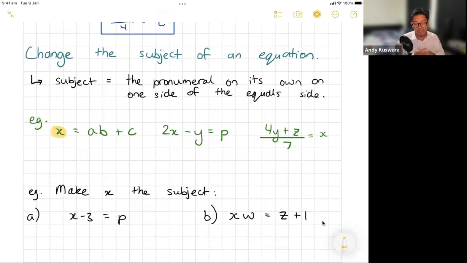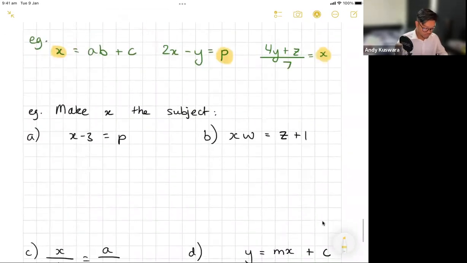All right, for the next one, we've got 2x minus y equals p. The subject here would be p. It's alone, it's on its own. It tells me exactly what p is. And on the last one, even though there's all these letters going on, x equals 4y plus z on 7, the subject is still x. Hopefully you can see what subject means. It just means the pronumeral on its own.